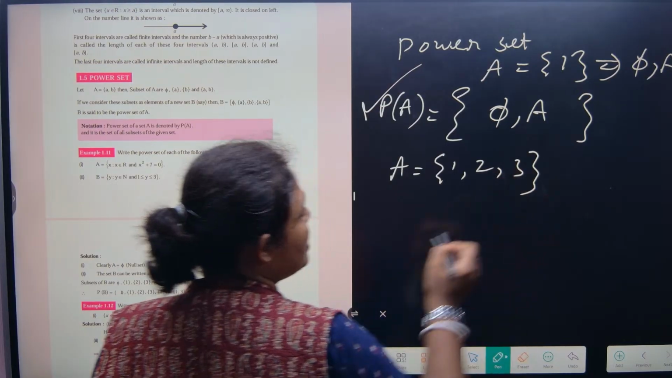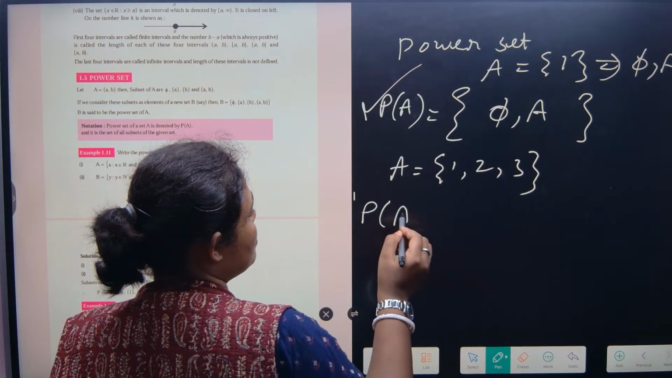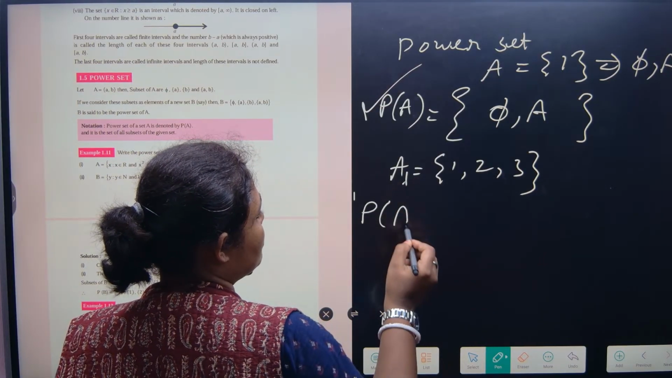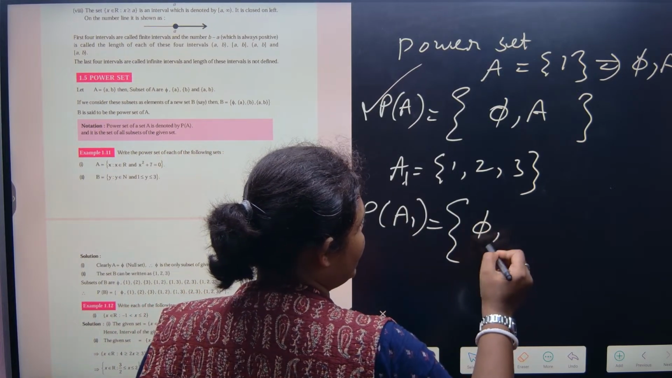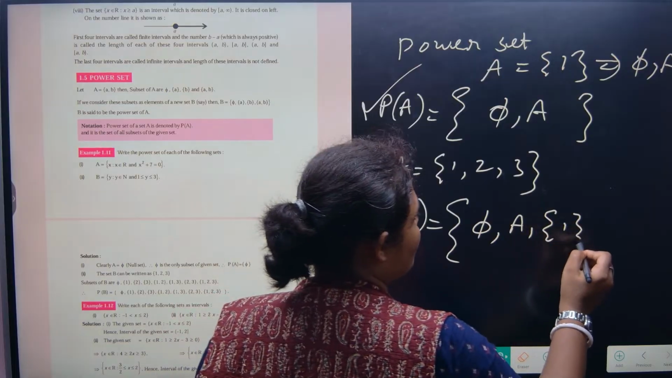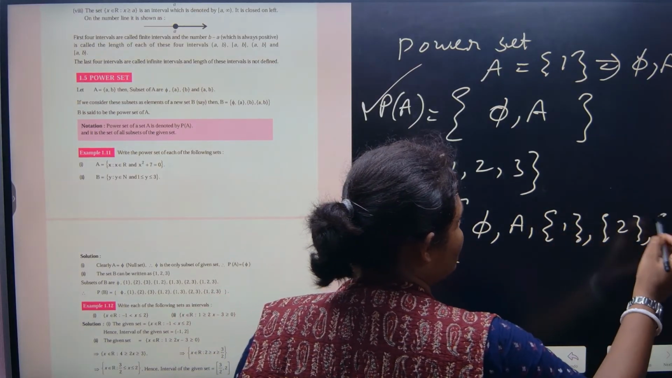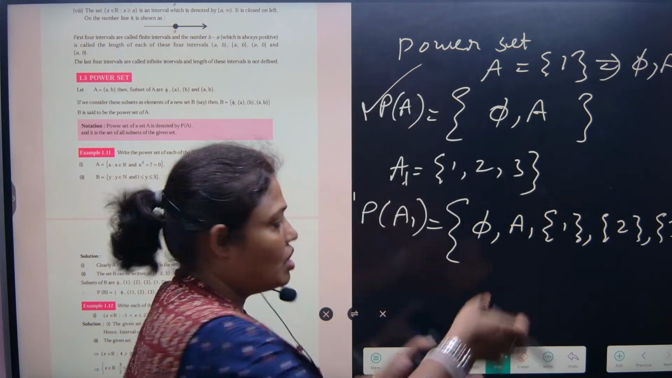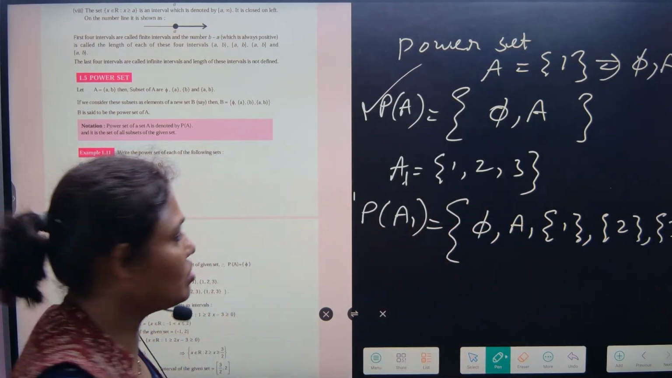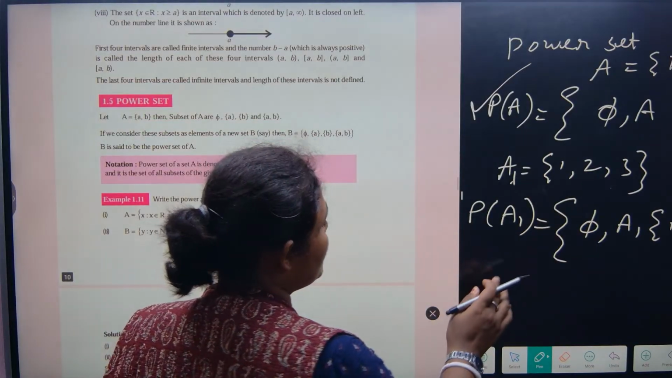Similarly, take the set 1, 2, 3. How many subsets are there? Collect all the subsets: phi, A, then 1, then 2, and so on. We have already done all the subsets. Just put all the subsets within curly brackets, and that is called the power set.